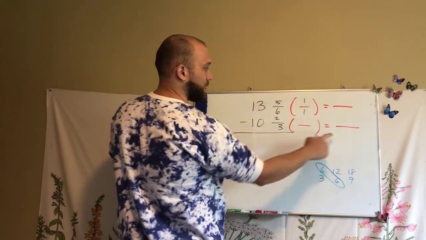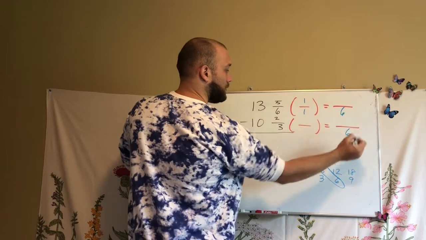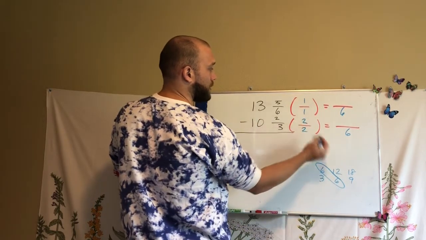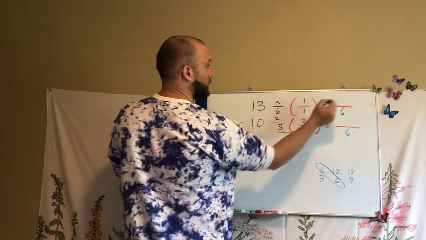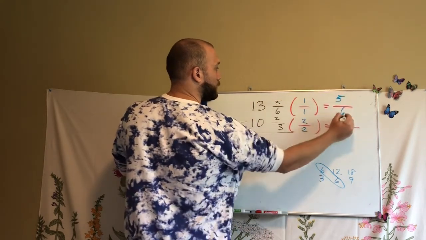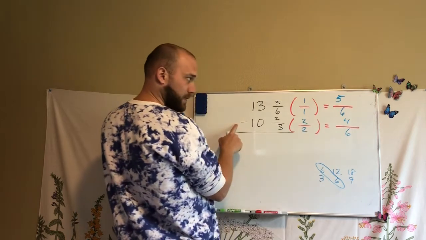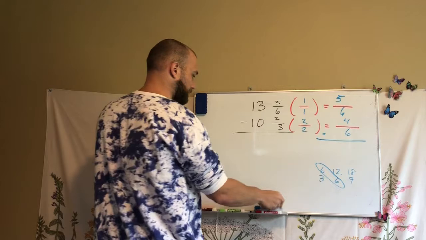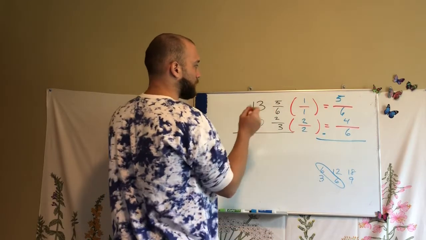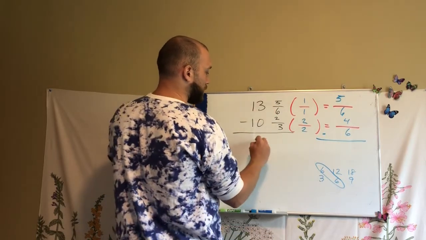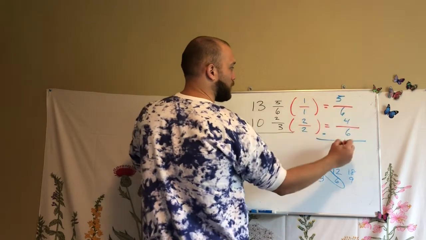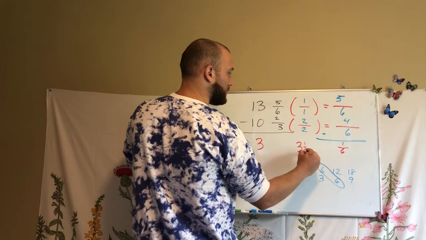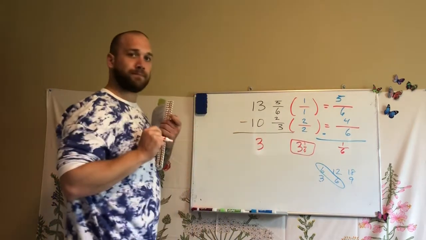To get to 6 here, I had to count twice. So 3 times 2, there we go. 5 times 1 is 5. 2 times 2 is 4. What kind of equation is it? Subtraction. Now you can solve. So, solving the problem, we know 13 minus 10 is 3. 5 minus 4 is 1, 6. So together we have 3 and 1/6 as our answer.